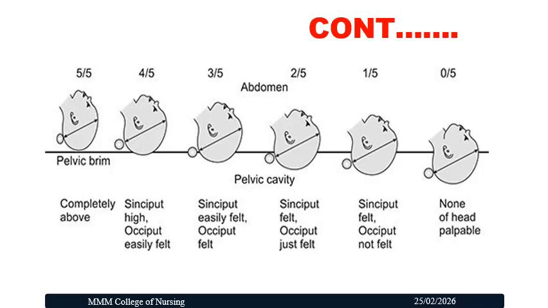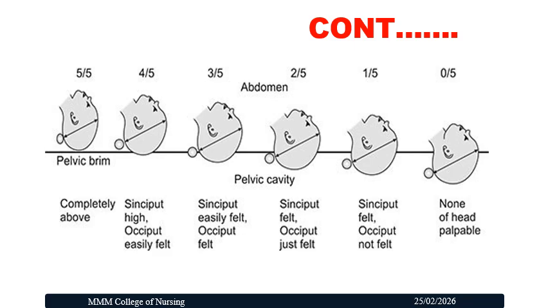So this is an image of the descent of the fetal head, where you can represent in the form of 0 by 5, 1 by 5, 2 by 5, 3 by 5, 4 by 5 and 5 by 5. So 0 by 5 is nothing but none of head is palpable. So by doing a pelvic palpation, you can elicit how far the descent of the fetal head has taken place. So 1 by 5 denotes sinciput you can feel, occiput not felt.